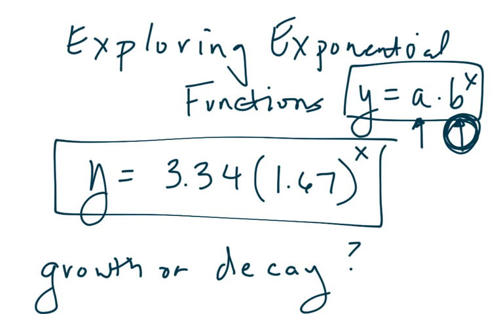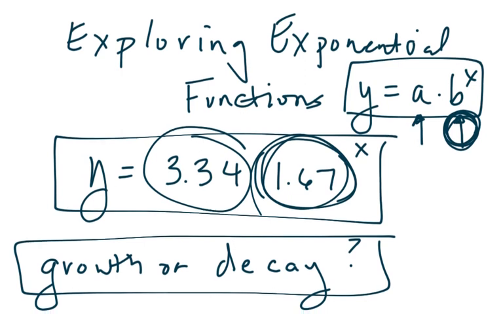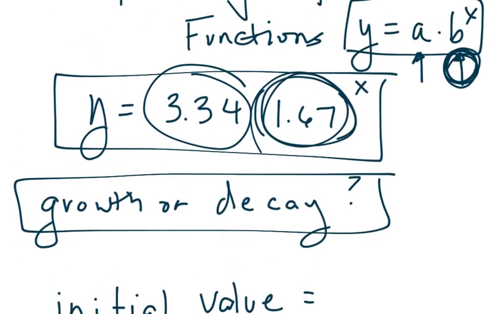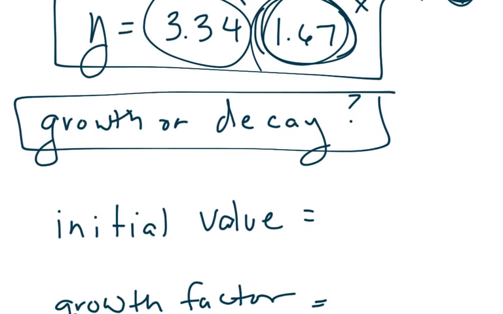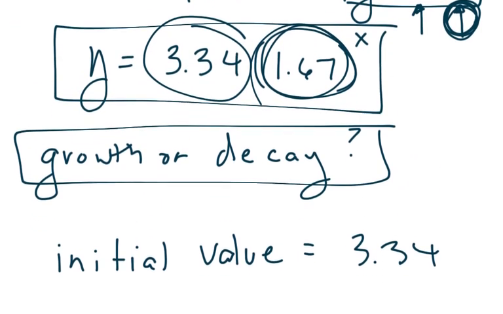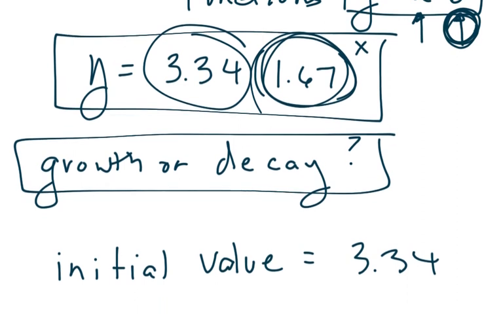All right, what's the initial value? Well, the initial value is 3.34. Can you tell whether this is going to be an example of growth or an example of decay? Well, it's growth because this b value is bigger than 1. If it's bigger than 1, it's growth. If it's less than 1, it's decay. So the initial value is 3.34. What is the growth factor? Well, the growth factor is the 1.67.